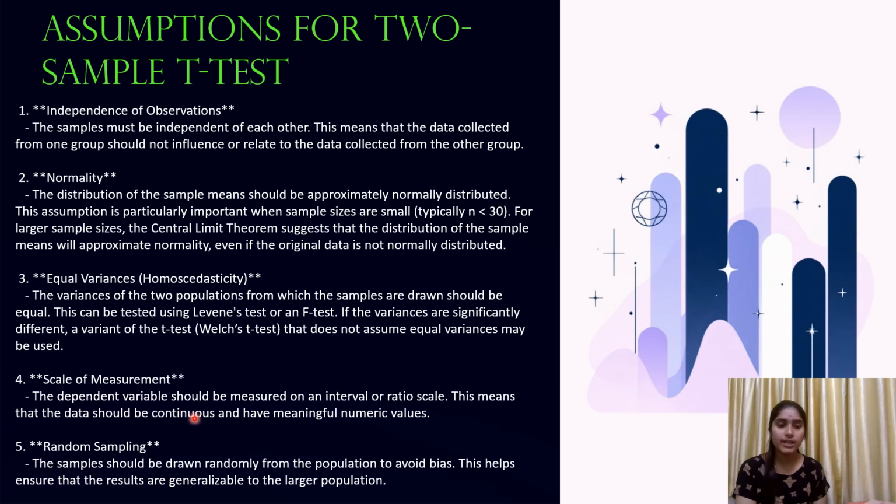The dependent variable should be measured on an interval or ratio scale. This means that the data should be continuous and have meaningful numeric values. Fifth is random sampling. The samples should be drawn randomly from the population to avoid bias. This helps ensure that the results are generalizable to the larger population.